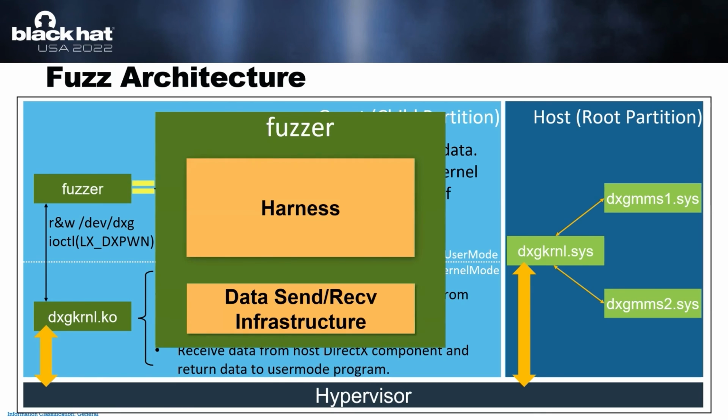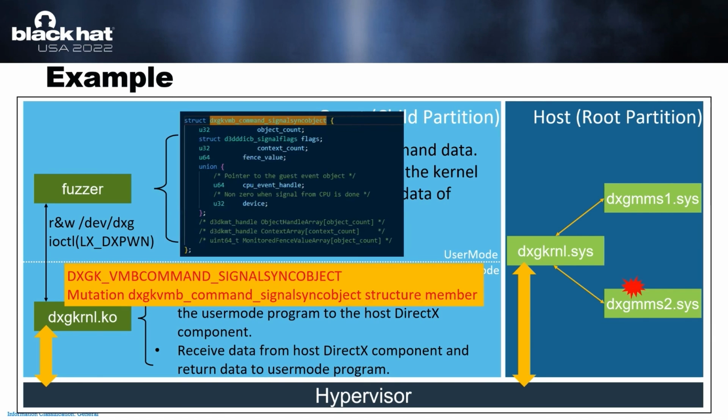The userland fuzzer contains two core modules. The data send and receive module is used to communicate with the driver, and the harness module is used to generate harnesses. For example, by mutating the members of the DxgkVmbCommandSignalSyncObject structure in the DxgkVmbCommandSignalSyncObject command message, the above-mentioned non-pointer reference vulnerability was discovered.